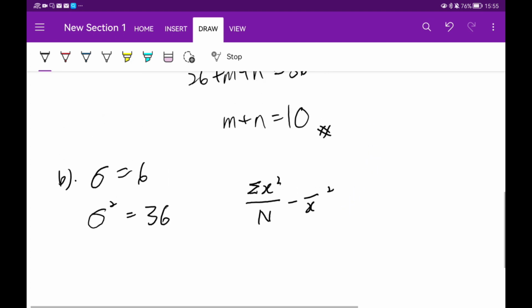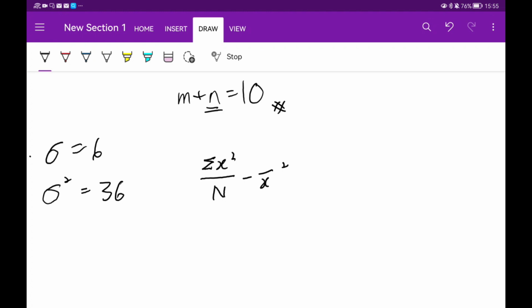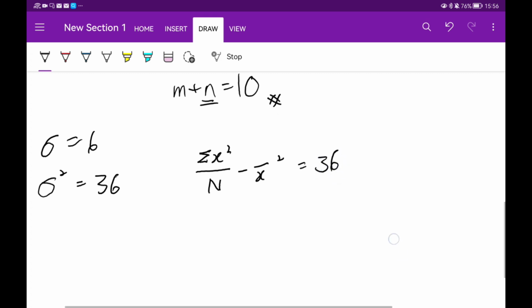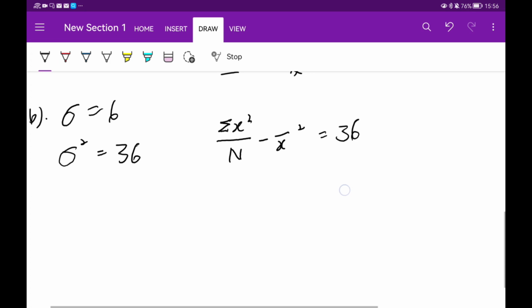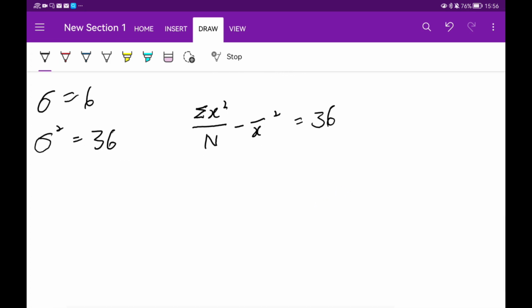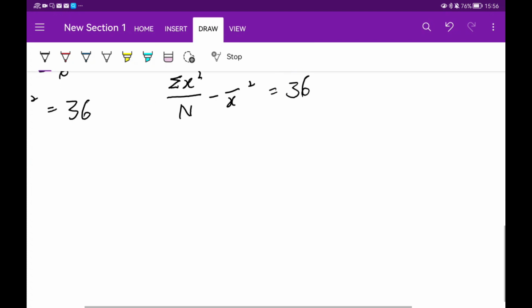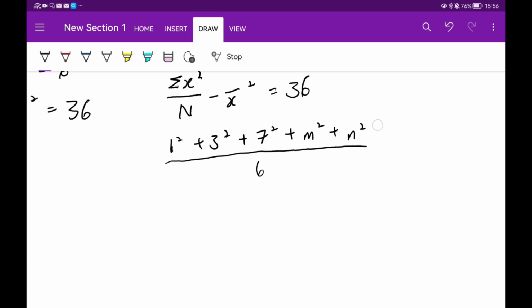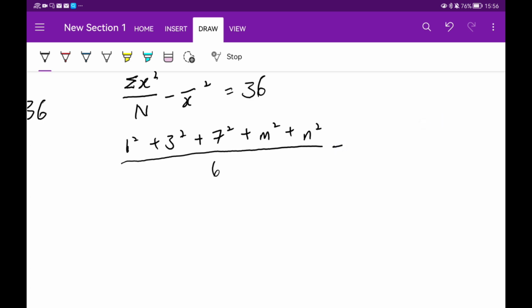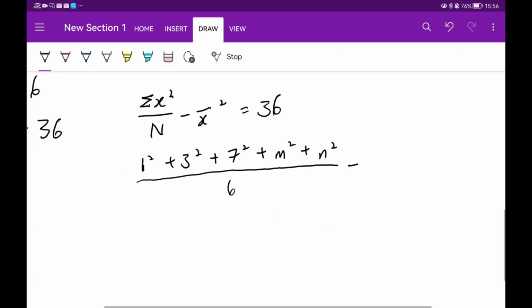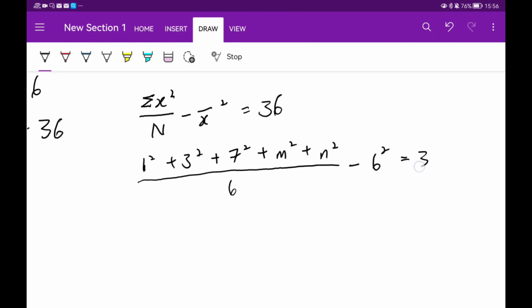So we need to find n. Okay, so variance equal to this formula, then it's equal to 36, right? Alright, so we sub all the things that we have. So this sum of x squared we got, right? We have over here 1 square plus 3 square plus 7 square plus m square plus n square, divide by 6, number of 6, and minus mean square. Mean we just the question have given, right? Mean is 6. Okay, is equals to 36.